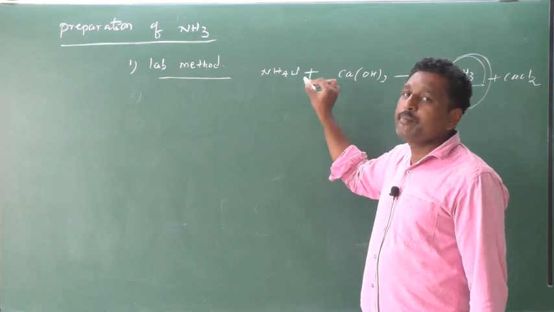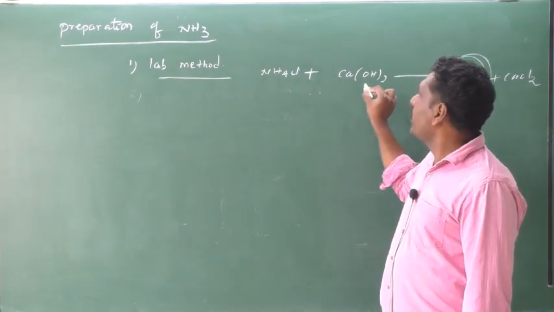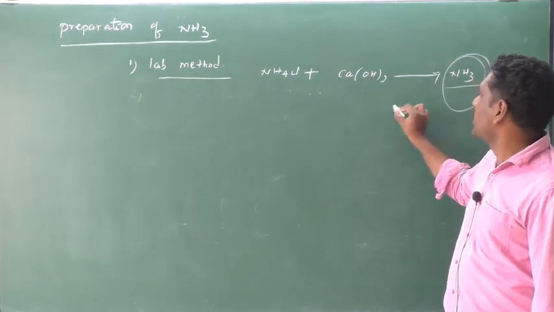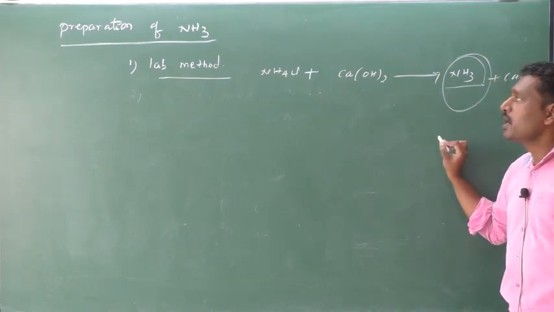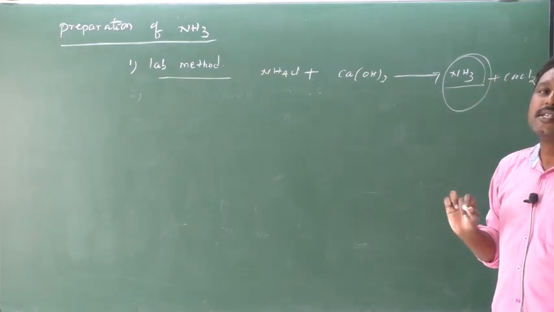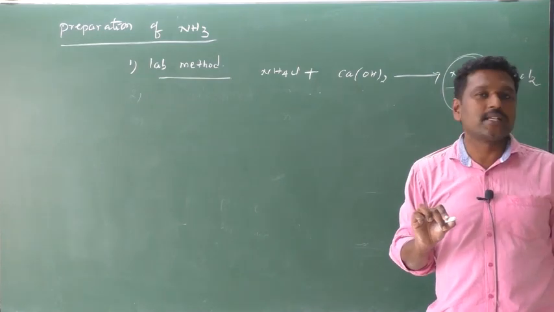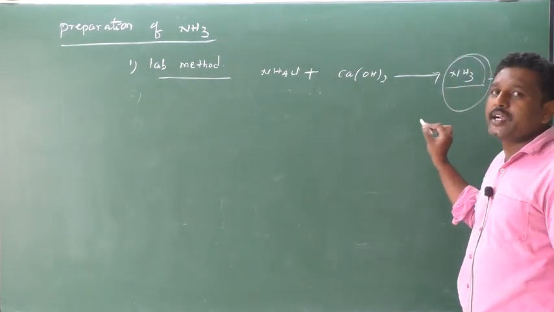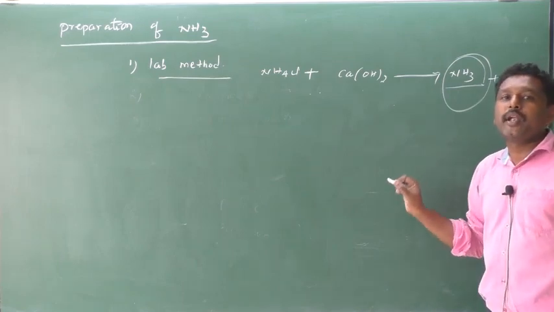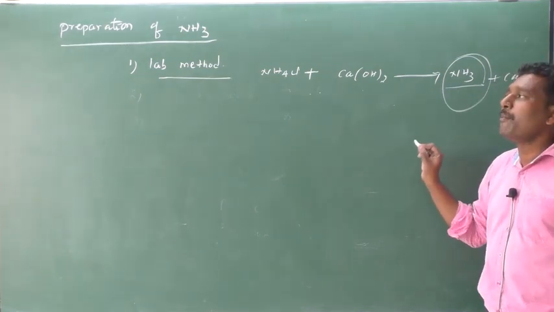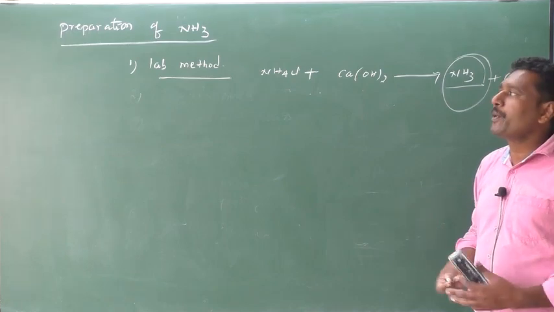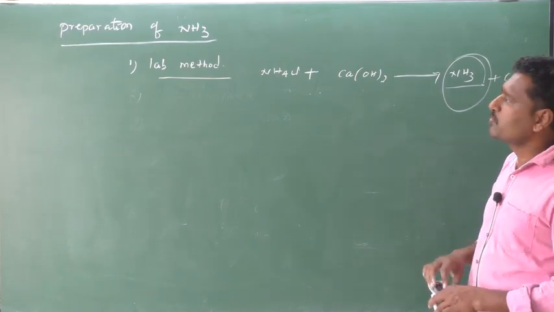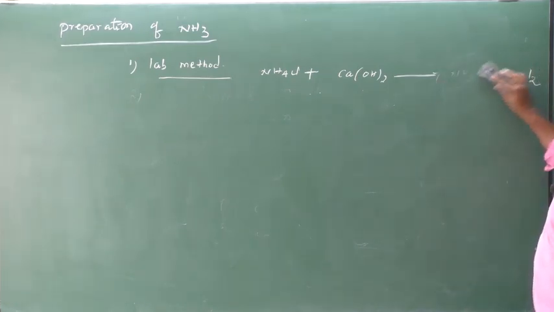So ammonium chloride on treating with calcium hydroxide, formula Ca(OH)2, forms ammonia. This method is used in the laboratory to prepare ammonia. This is the first preparation method.